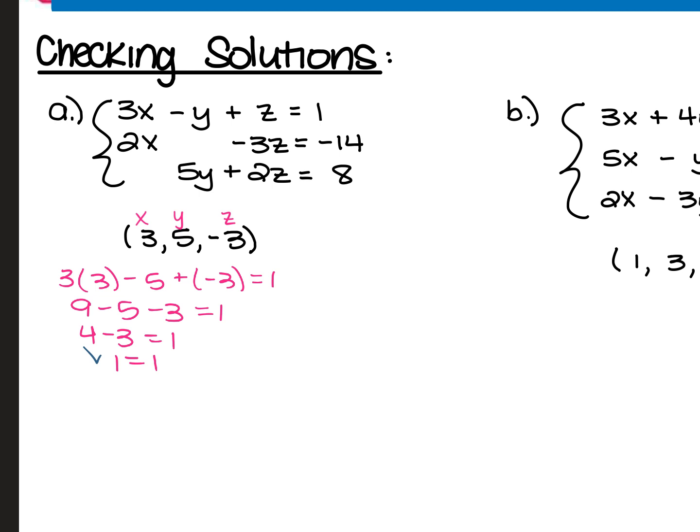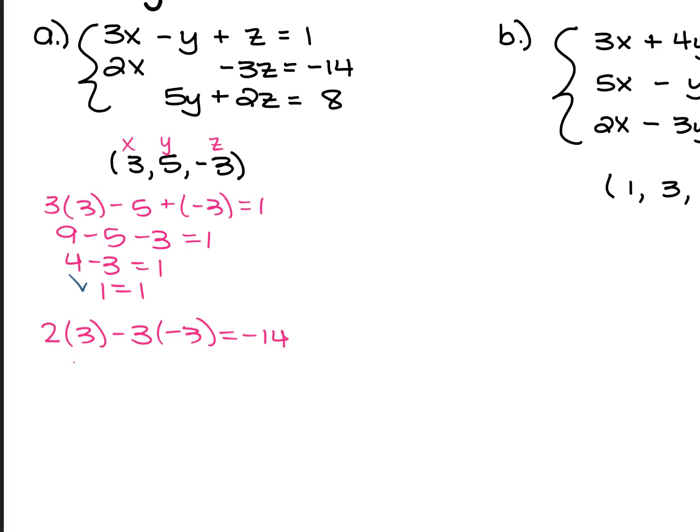On the second equation, we have 2 times x, which we said is 3, minus 3 times z, which is negative 3, is equal to negative 14. The 2 times 3 is 6. The negative 3 times negative 3 is positive 9. This would give us 15 is equal to negative 14. This one is not a true statement, so this is a no on this ordered triple.